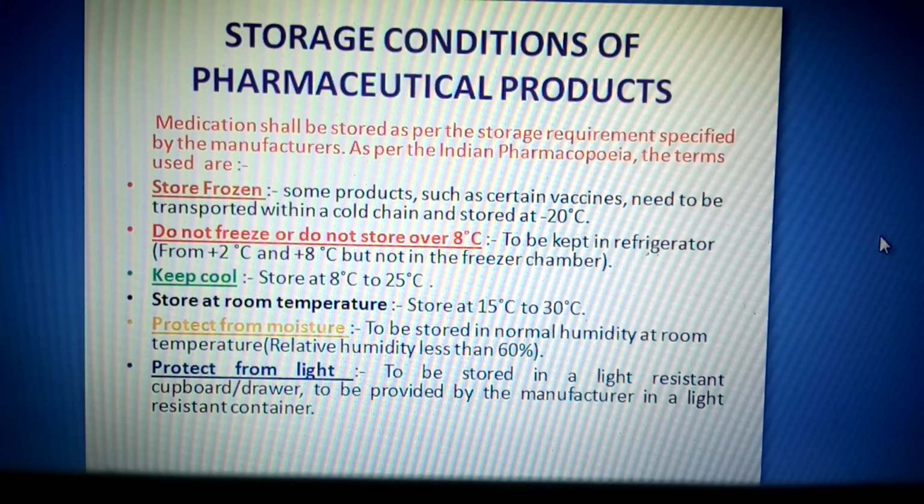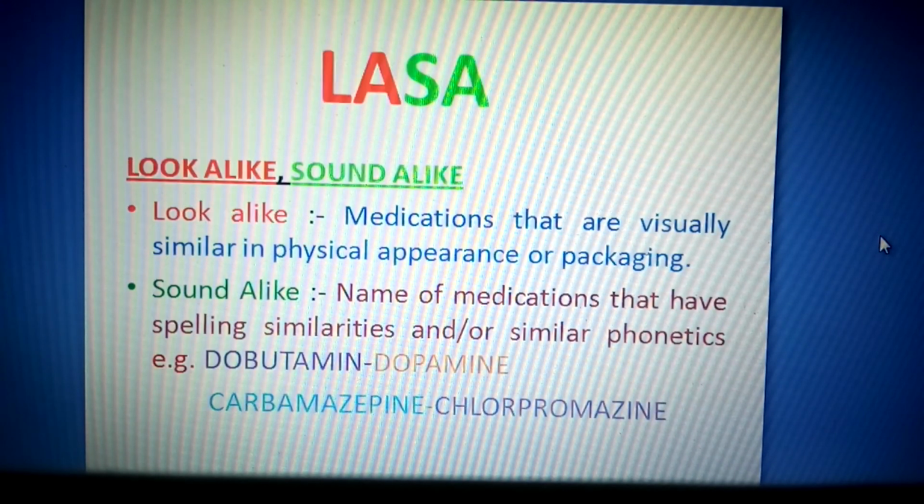Protect from moisture, to be stored in normal humidity at room temperature. Protect from light means to be stored in a light resistant cupboard or drawer, or to be provided by the manufacturer in a light resistant container.